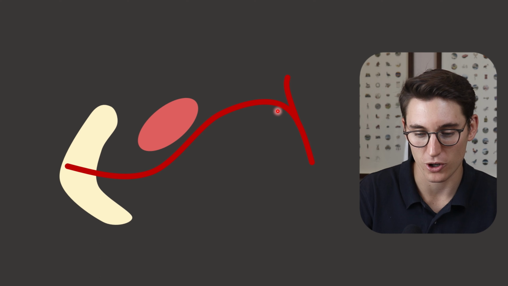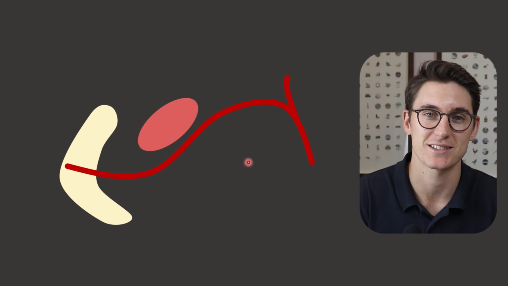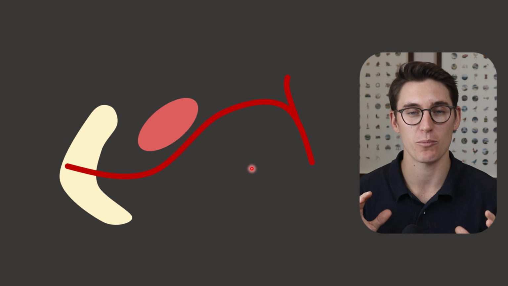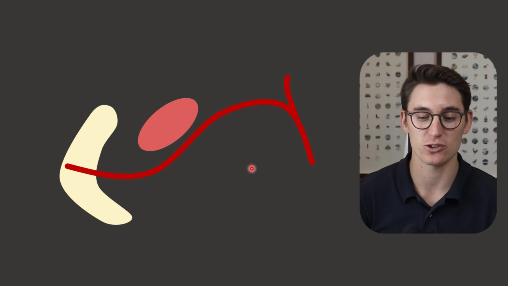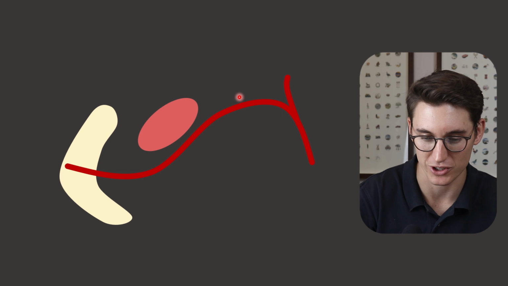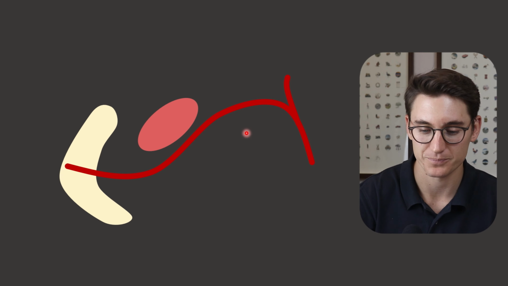Now most of the branches, most of the time, will come from this first part of the right subclavian artery. And I'm going to examine the four main branches that come off this. And the best way to learn these branches is by looking at the sagittal view, by cutting this right subclavian artery or the left subclavian artery in the sagittal plane and seeing where those branches come off.